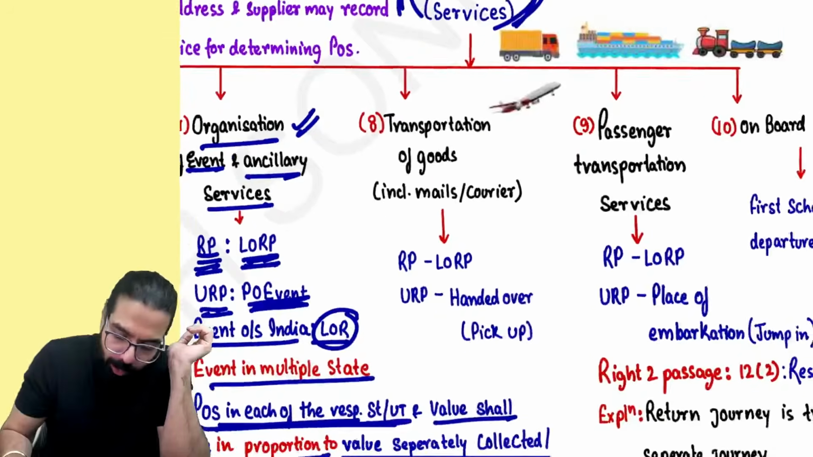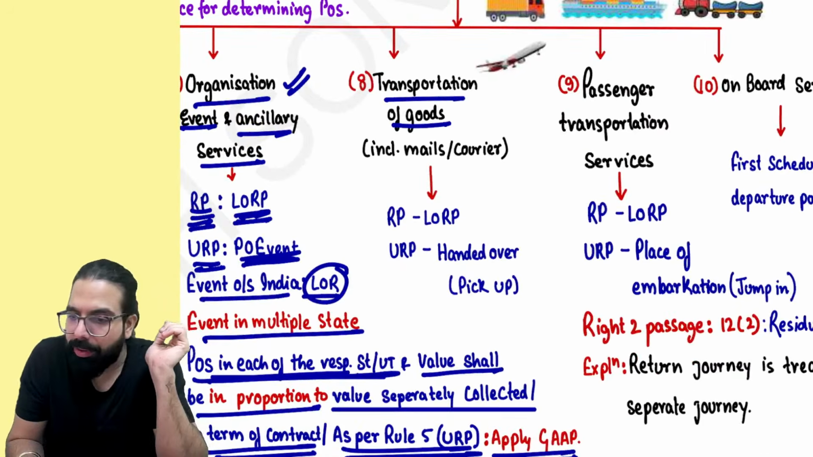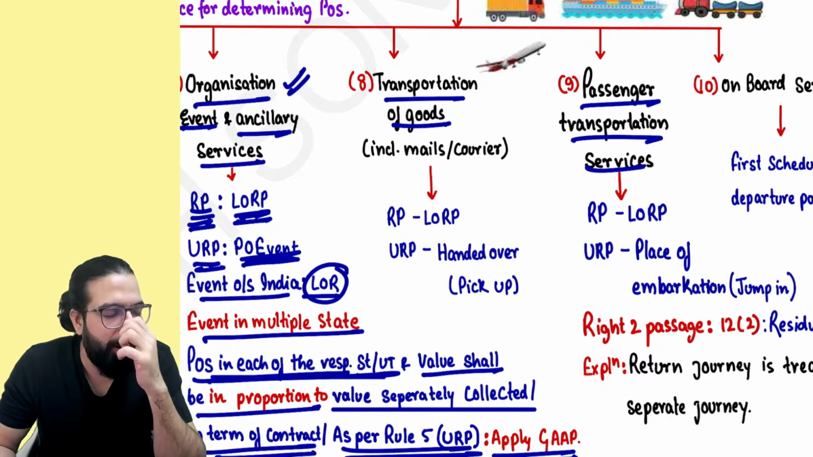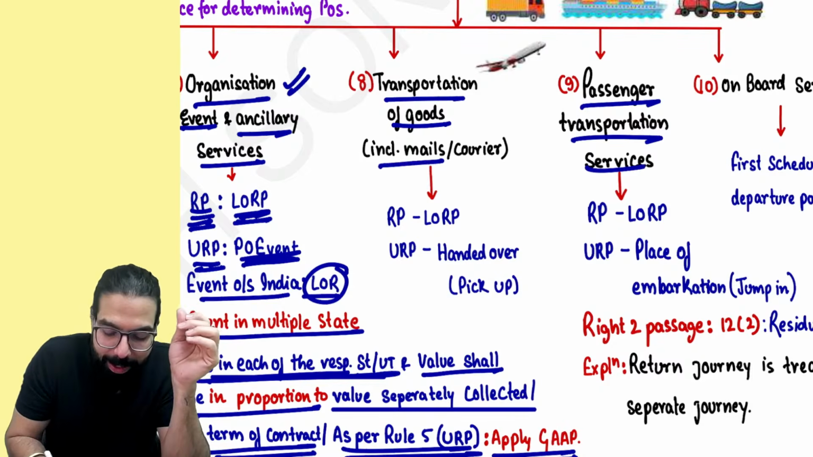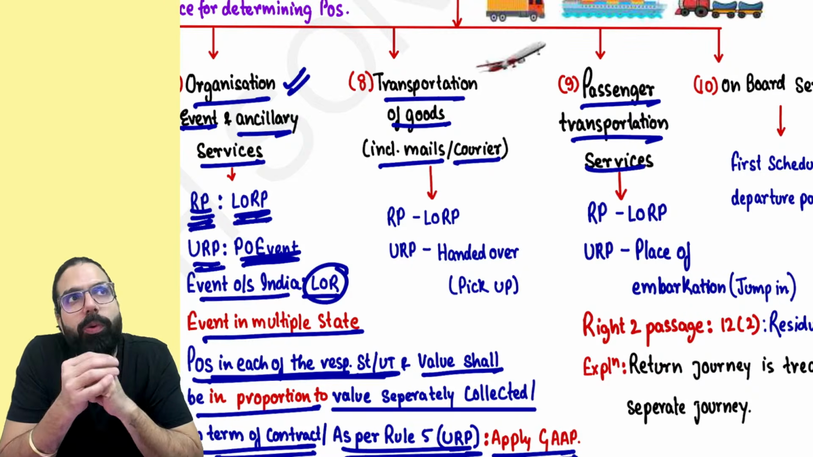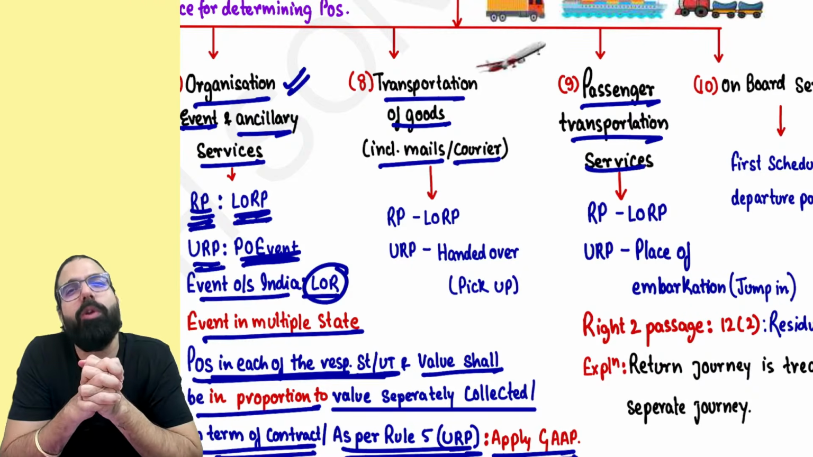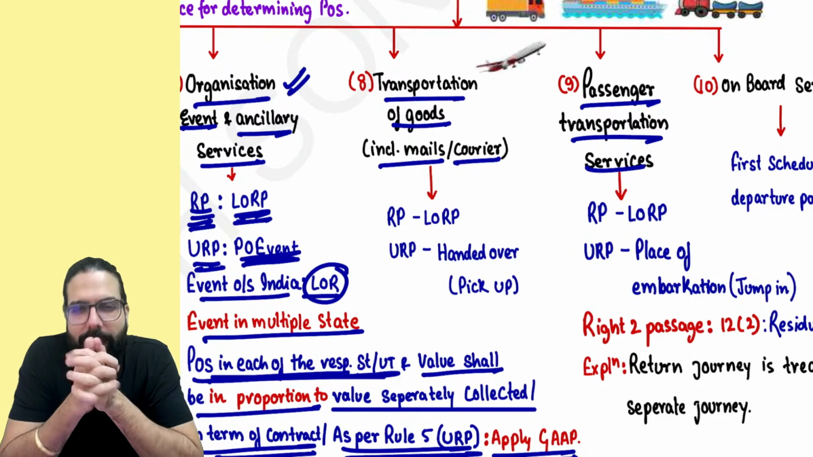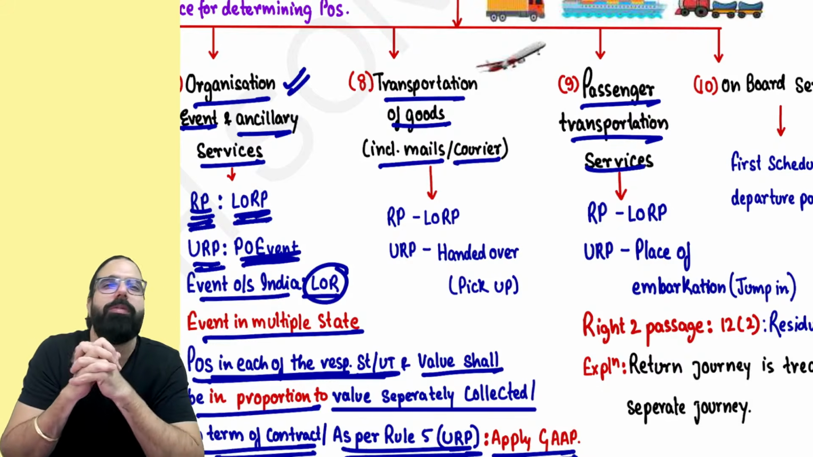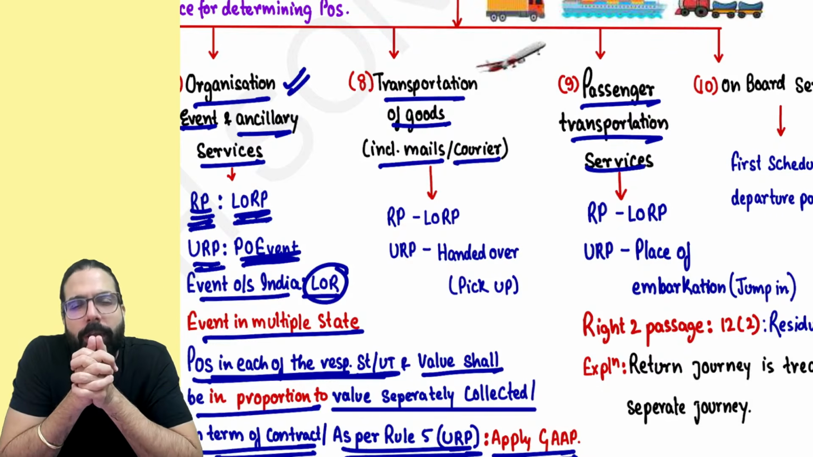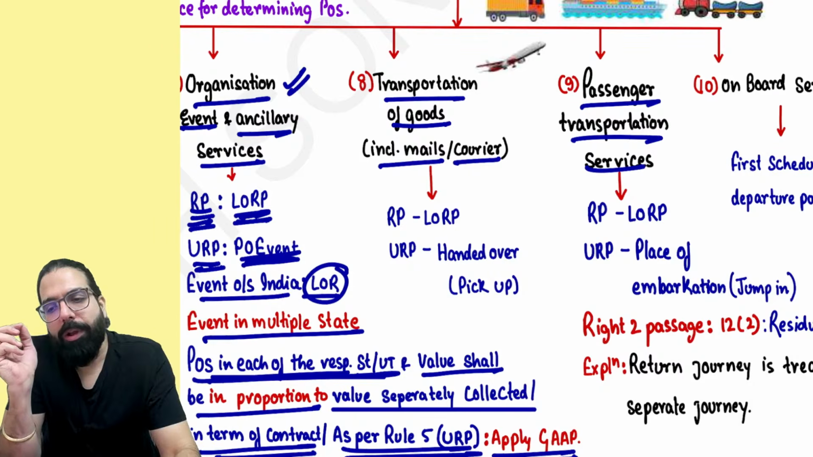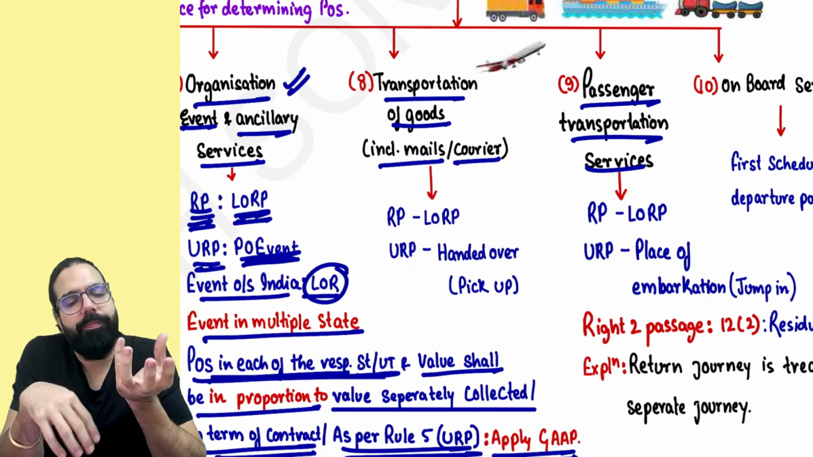Now, I am giving transportation of goods service, or I am giving passenger transportation. Can you tell me about transportation of goods service, including mail and courier? If I am giving transportation of goods services, for example, I am a goods transport agency. I am giving you transportation of goods service. You are a registered person. Your location is always the place of supply. I am a goods transport agency located in Delhi.